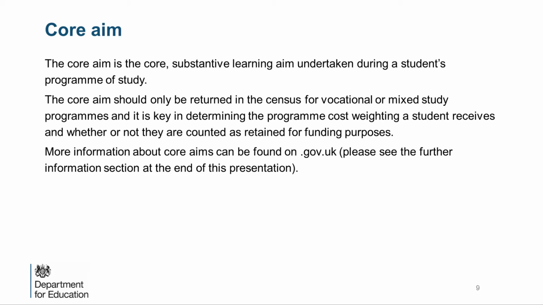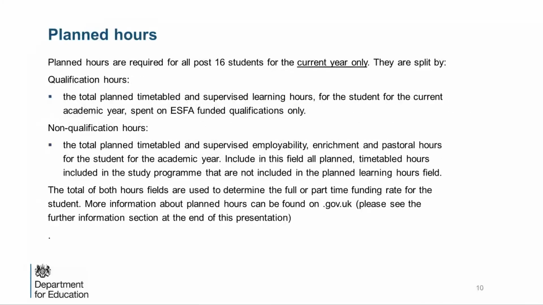If a core aim is identified for an academic programme, it will likely have a negative impact on the retention, as the core aim will denote the programme as vocational, but with no vocational aim in the programme, the student may be counted as not retained. The planned hours returned on the Census are split into two categories and are recorded as qualification hours for planned learning hours and non-qualification hours for planned employability, enrichment and pastoral hours.